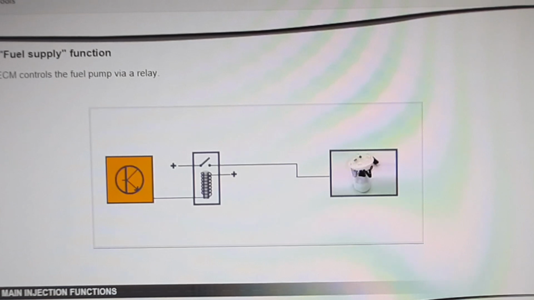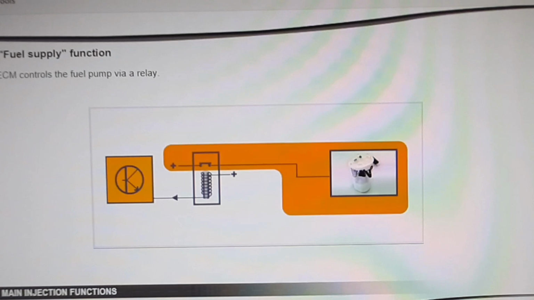The injection computer controls the fuel pump via a relay. So the injection computer cannot control the fuel pump electrical circuit. On non-multiplex vehicles, an inertia switch is used to open the circuit and cut the fuel pump supply in the event of impact.